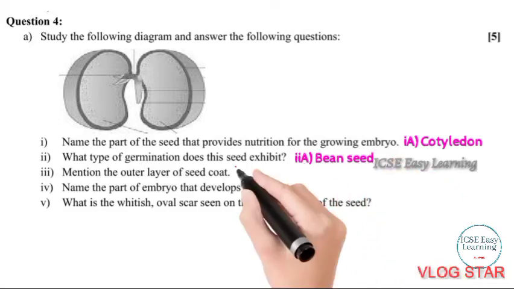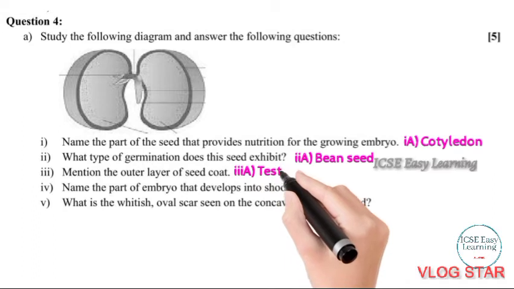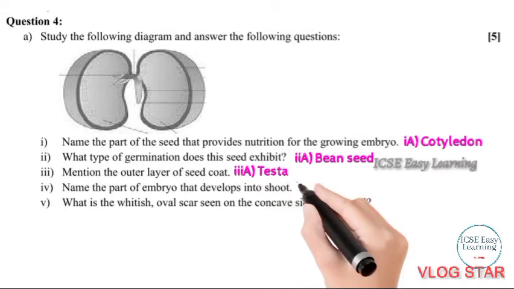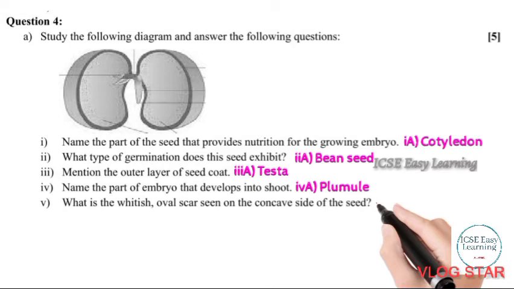Mention the outer layer of the seed coat. The outer layer of the seed coat is known as testa. Question number 4: Name the part of the embryo that develops into the shoot. The part of the embryo that develops into the shoot is plumule. Fifth question: What is the whitish oval scar seen on the concave side of the seed? The answer is hilum.